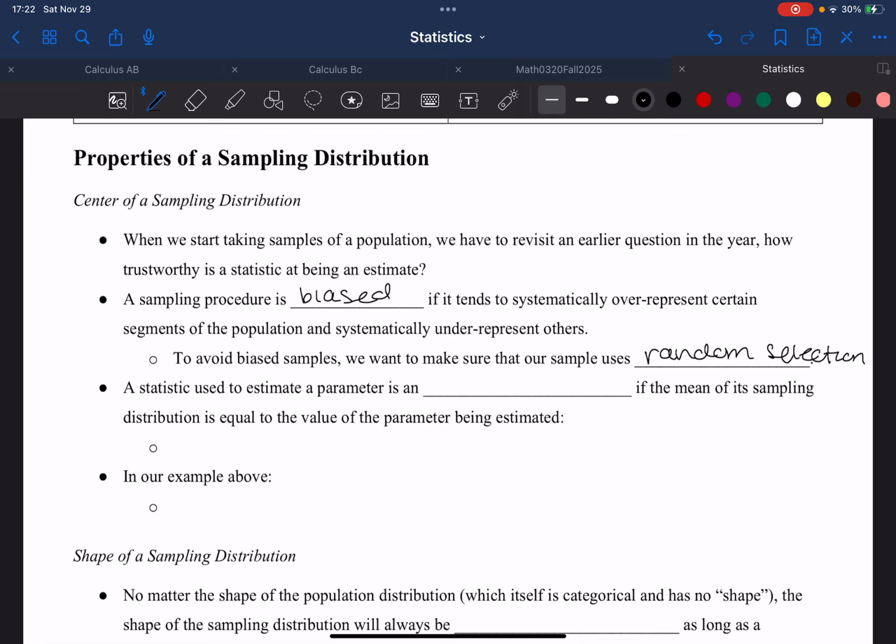A statistic used to estimate a parameter is an unbiased estimator if the mean of its sampling distribution is equal to the value of the parameter being estimated, or in other words, if mu of p hat is equal to p. In our example, mu of p hat is equal to 0.35, and our population proportion was also 0.35, which means we could use that statistic to estimate our parameter, and it would be an unbiased estimator since mu of p hat and p are both equal to 0.35.